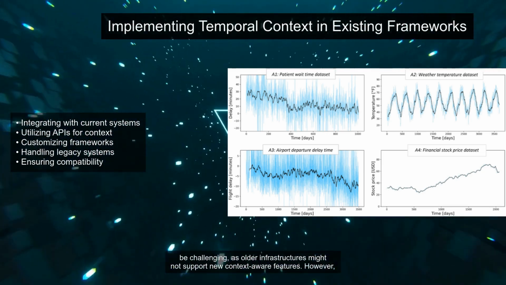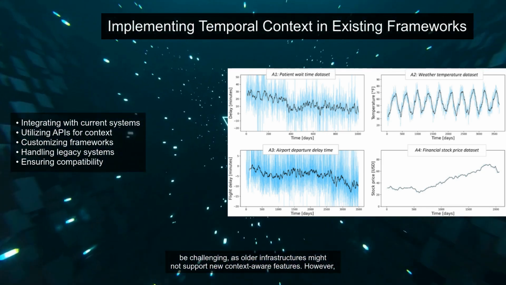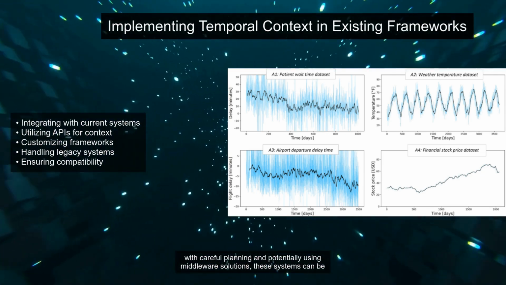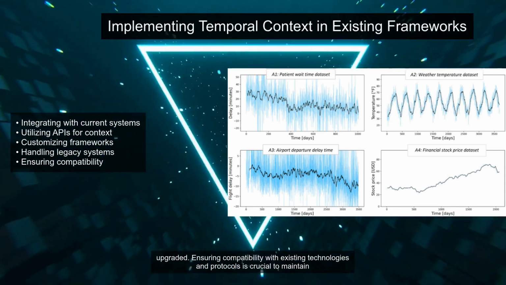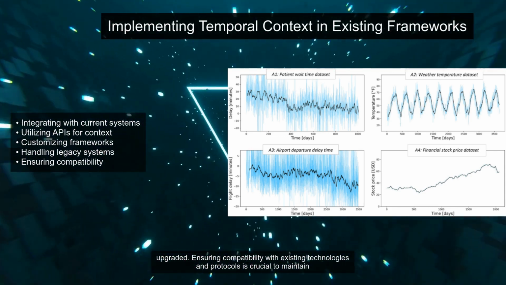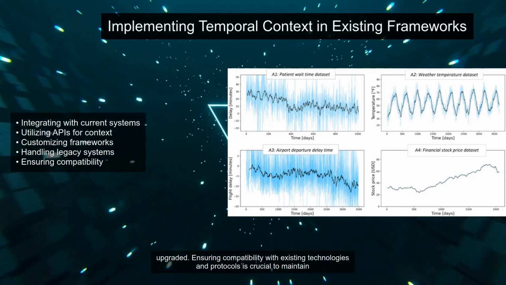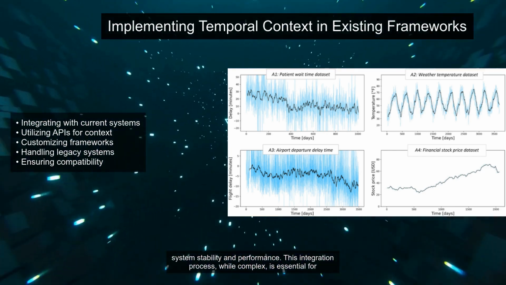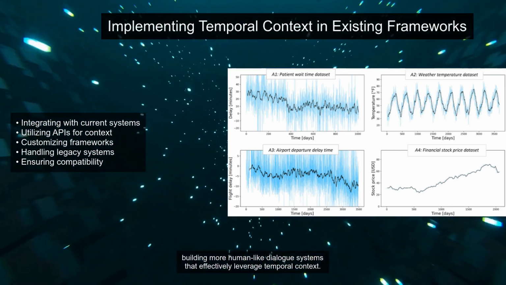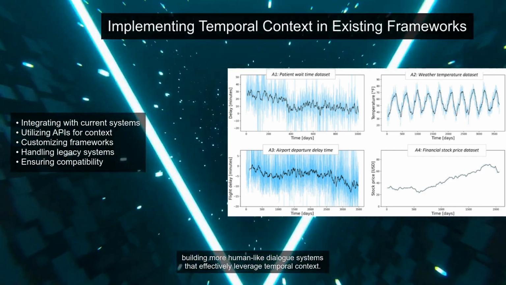Handling legacy systems can be challenging, as older infrastructures might not support new context-aware features. However, with careful planning and potentially using middleware solutions, these systems can be upgraded. Ensuring compatibility with existing technologies and protocols is crucial to maintain system stability and performance. This integration process, while complex, is essential for building more human-like dialogue systems that effectively leverage temporal context.